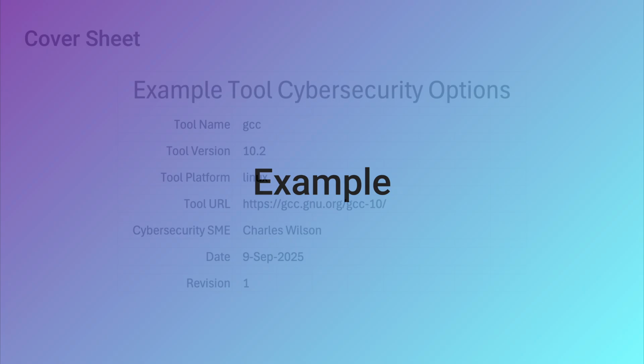Now let's work our way through an example of a tool's cybersecurity relevant option categorization. We'll be working with the Example Tool Cybersecurity Options document created in the Option Identification activity. It's important to note here that this is just one mechanism for documenting this information. There are any number of ways this information could be documented. In an ideal world, you'd use a database to store this information both across tools and versions of tools.